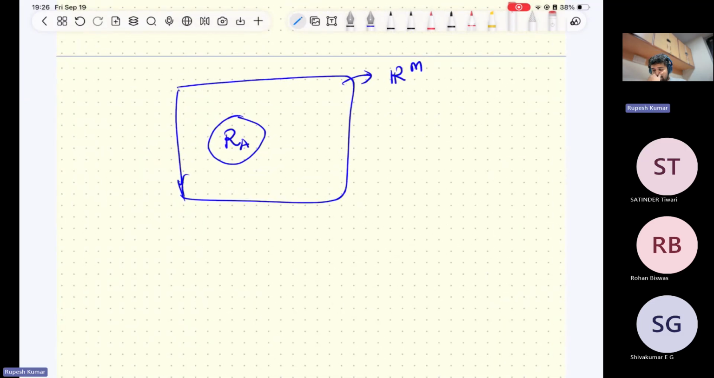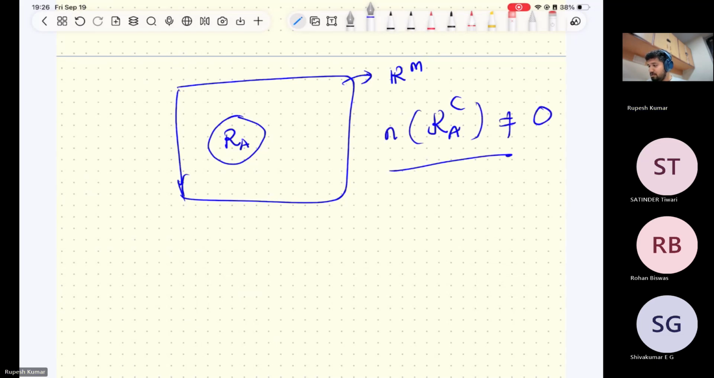Okay, fine. So, do you agree with this? What I want to say is the complement of R of A, and if you take the cardinality of this, it is not zero. It may or may not be zero. Everyone, do you agree with this?